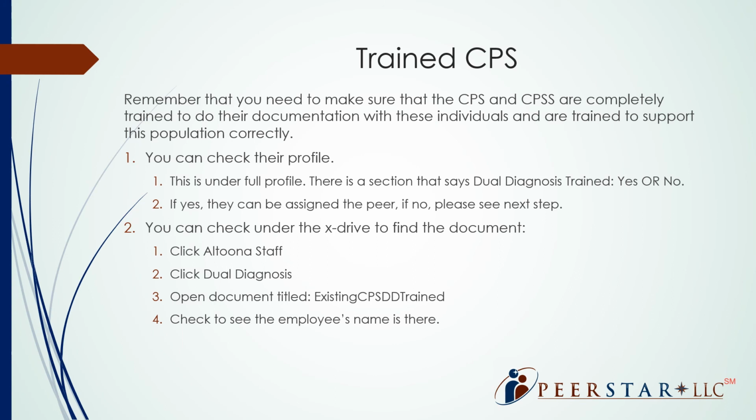So the other way you can check is under the X drive to find the document. So under the X drive, you go in, you click on Altoona staff, then click dual diagnosis, and you open the document entitled Existing CPS DD Trained. And it's going to have a list, and it's going to be broken out into regions, and that's going to be where you're going to find if that peer or CPS has been trained.